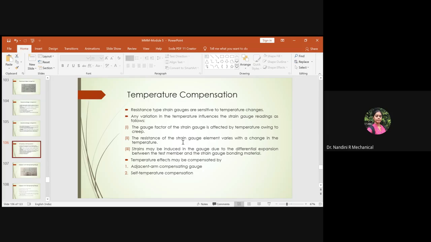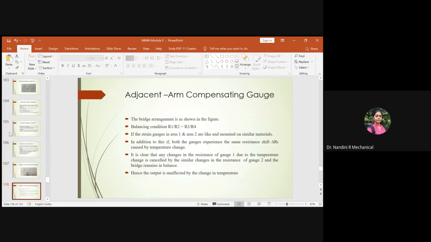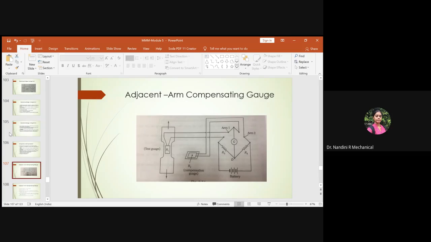compensation, to overcome the effect of temperature, we now use two gauges of the same material. One is for compensation. Any change you get in the test gauge, you will have the same change in resistance here, so that both get nullified, it gets balanced, and the effect of temperature can be overcome. This is the reason why we use a compensation gauge in the case of the adjacent arm gauge pattern.